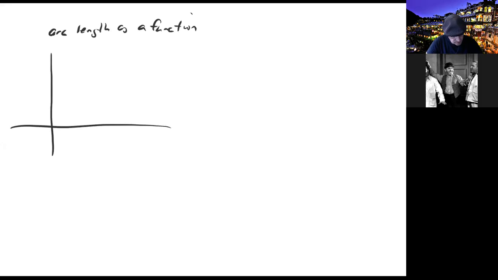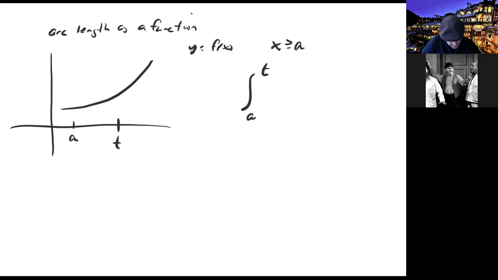Okay, so the last part of this section is to consider arc length as a function. Let me explain what I mean here. Suppose I have a curve that's defined starting with x equals a. So you have y equals f of x, and x is greater than or equal to a, let's say. And then we have some number t that's larger than or equal to a. Then we can find the arc length of the curve from a to t of the square root of 1 plus dy dx quantity squared dx.